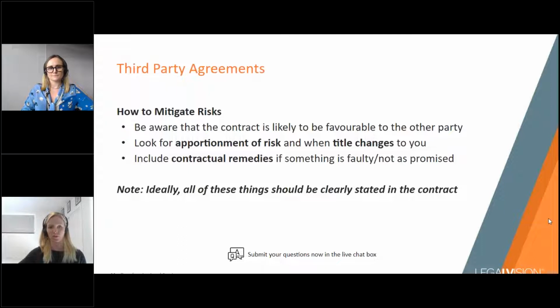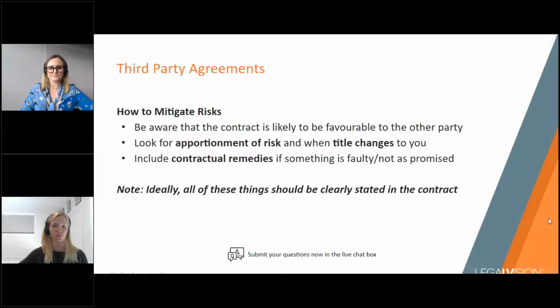Mitigating risks under third-party agreements. So first of all, be aware that the contract, if it's being provided to you from the other party, is most likely to be favourable to them. So you need to look through and think about, okay, this isn't going to benefit me, so where can I perhaps make some changes to even the playing field? And this is where a lawyer can really come in handy, because we see these kinds of documents all the time and are very aware where we can make changes to balance things out.